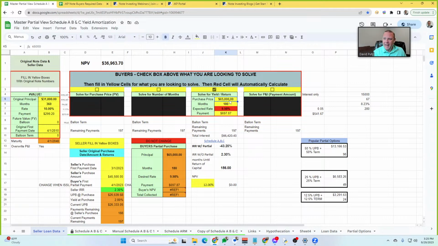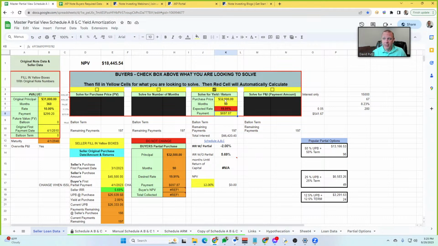Now, if we drop this in half again and make this 90 payments, look at our return. We're back, that 5% is now at 19.91. Now, you may ask, why does that happen? The answer is, it happens simply because we literally took the situation and we never changed the payment amount.